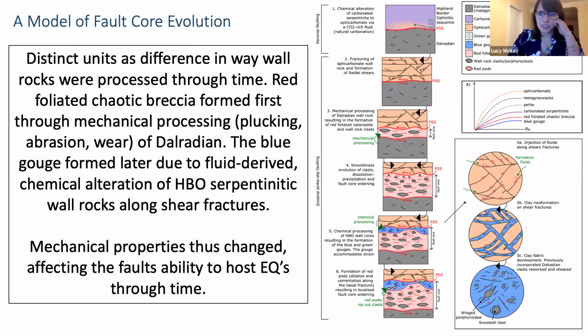So here I've just presented a scenario explaining why the fault core of this large offset plate boundary fault consists of these distinct units. The red foliated chaotic breccia formed first by the mechanical processing of the Dalradian, and then your blue gouge formed later due to the chemical alteration of these Highland Boundary Fault wall rocks along shear fractures. And this multi-event evolution caused the mechanical properties of the Highland Boundary Fault core to vary through time, becoming either stronger or weaker, which in turn will have affected the fault's ability to host earthquakes through time.